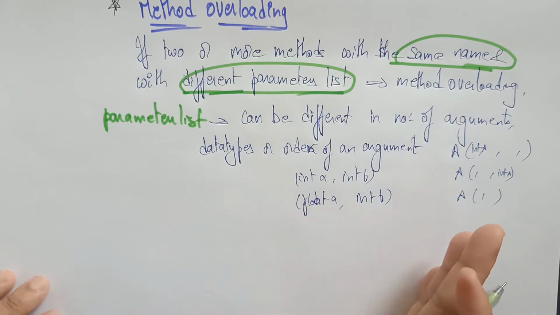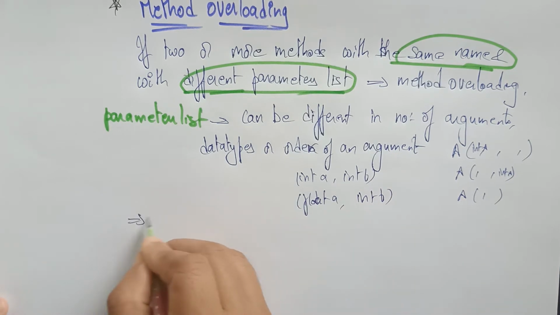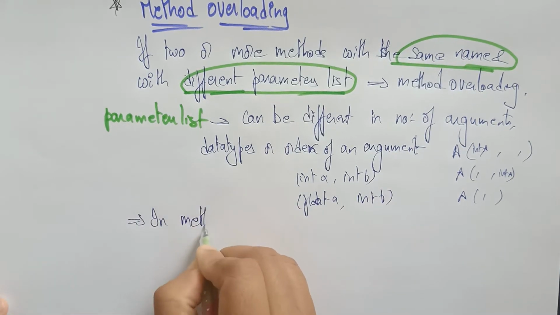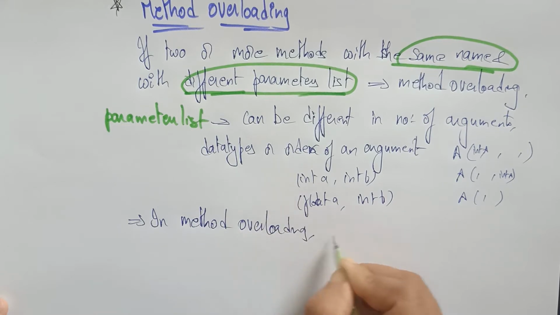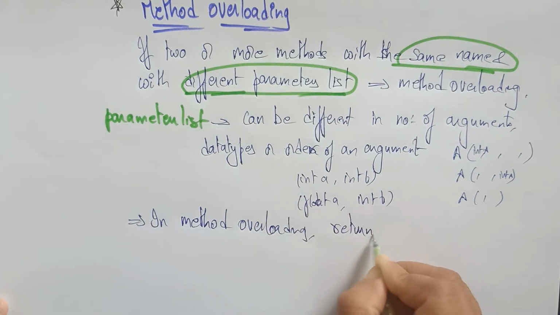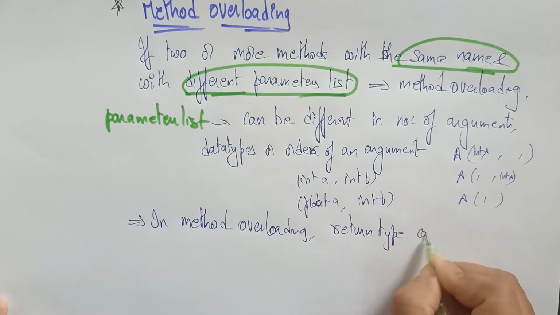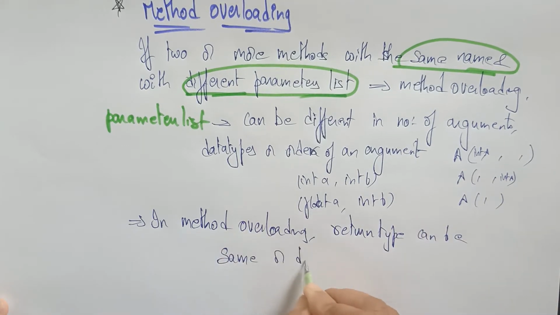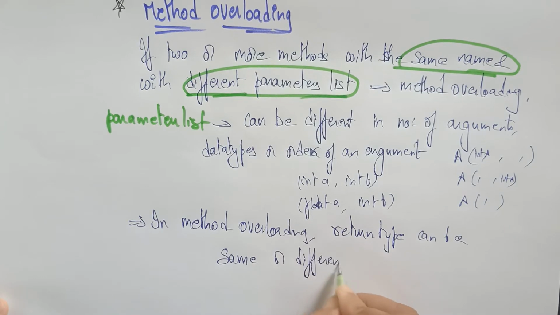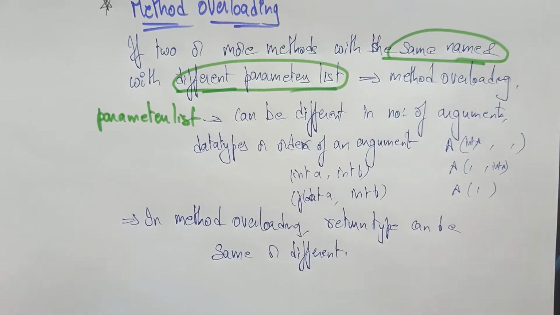So in method overloading, let me write that point. In method overloading, return type can be same or different. It can be same or different. Both can be accepted. So this is the concept of method overloading. So first try to understand the theory, then we will work on the programs.